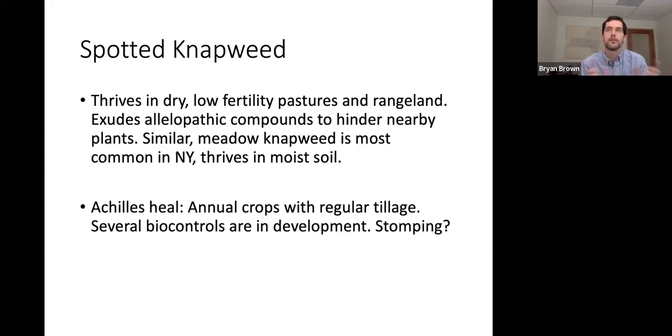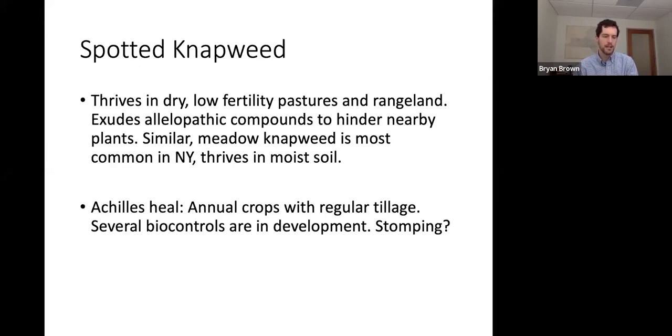So this is another case where accurate identification is key, and really it comes down to below the flower, there are these sepals that are either black or brown, and that's what you want to look at when distinguishing. And again, you never see knapweed in annual crops or crops with regular tillage. So if that's an option, that is kind of the Achilles heel of knapweed. If that's not an option, there are biocontrols that are being developed, different weevils that eat the roots or different parts of the plant.